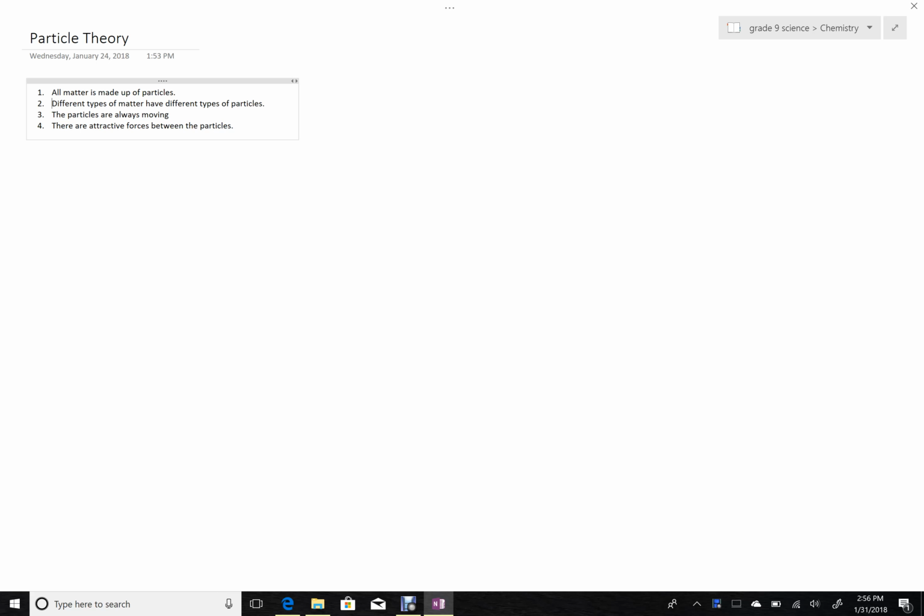So no matter what you're looking at, the air that you're breathing, the computer screen you're currently looking at, every one of those pieces of material is composed of these tiny, tiny, tiny particles. And in addition to that, number two, the different types of matter have different types of particles. So if you're looking at water, for example, then we know that all of those water molecules are made up of these H2O particles that look a little bit like this.